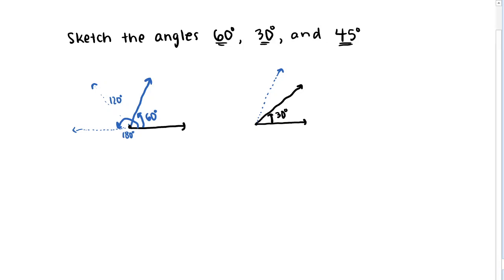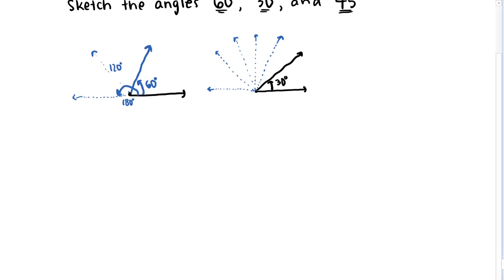If I were to tack on another 30 degrees, I would get my 90-degree angle. Another 30 degrees, I would get my 120-degree angle. Another 30 degrees, I get 150, and then another 30 degrees would bring me all the way to 180. It's just a rough sketch, but hopefully this gives you some sense of the bigger picture with these angles. And maybe let's do one more: 45 degrees. This is half of 90, so I can imagine my right angle.